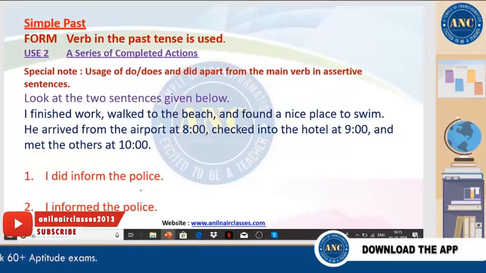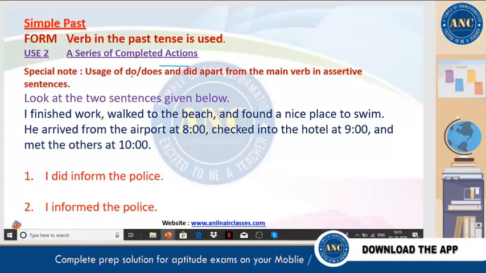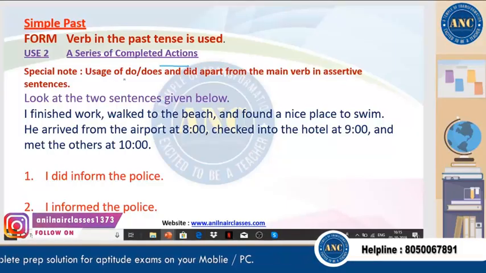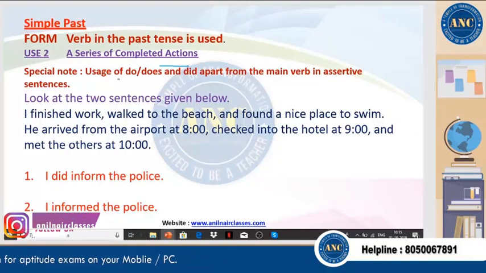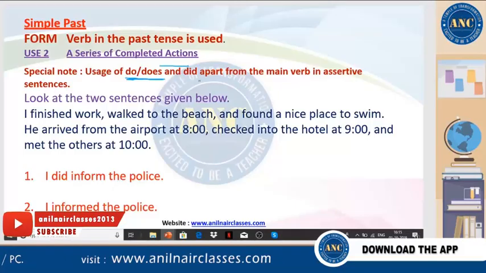Next one, special note: usage of do, does, and did apart from the main verb in the assertive sentence. Now they are talking about rule 2 only, we are going on, right? So usage of do and does, when to use do, when to use does, and when did, apart from the main verb in assertive sentences.